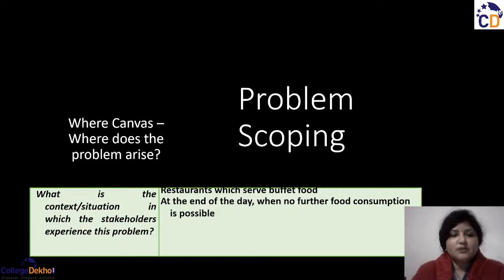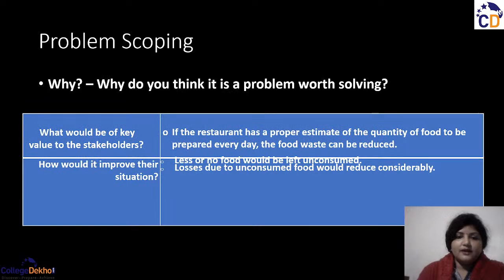So let's move to the next part, where this problem is arising. Obviously this is arising in a restaurant which serves buffet food, at the end of the day when no further food consumption is possible. When there is no food consumption at the end of the day, obviously the food is left. Now, let us see why, and give a worthwhile solution to this problem. In the why part, you are going to write down what could be the ideal solution for solving the problem, right?